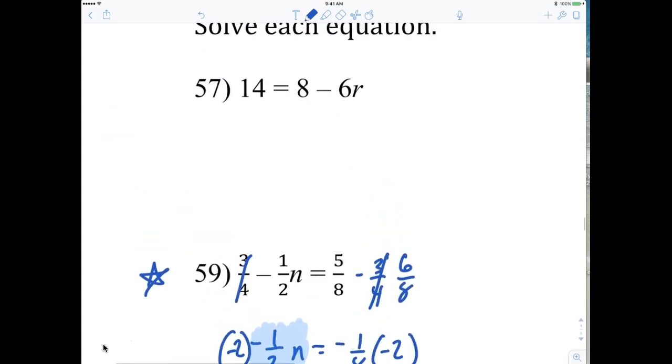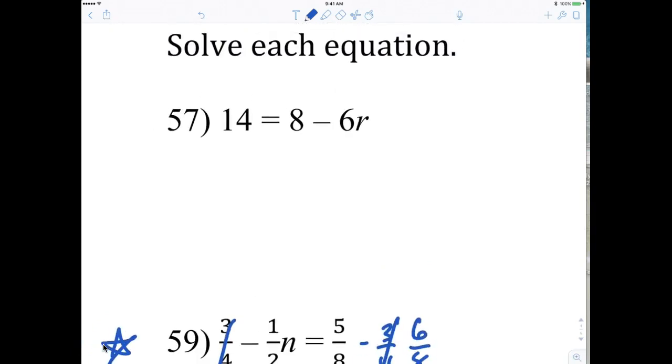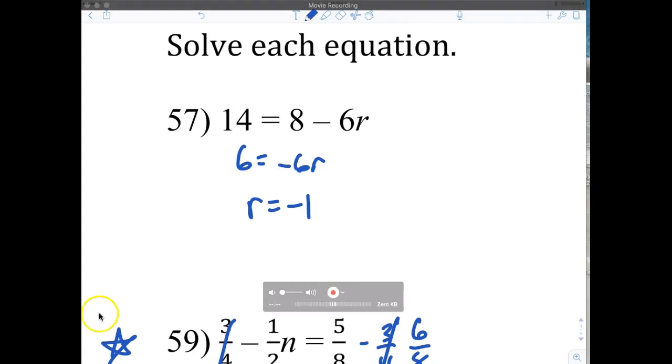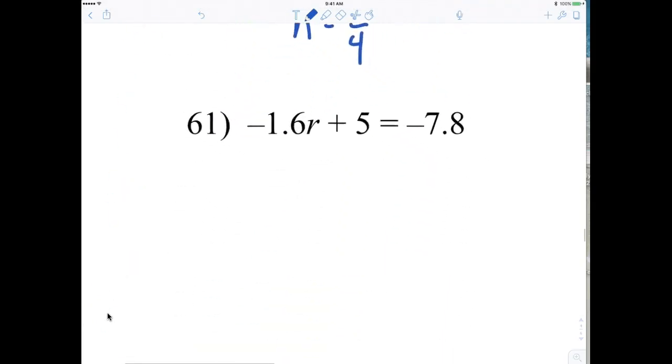All right, so now I want to look up here for 57 because I just want to show you what I'm expecting for mental math. Here's what you should be able to tell me. 6 equals -6r, r equals -1. Look up, please. It's a review now. This should be pretty easy for you, right? I'm moving the 8 to the other side. Is everybody good with that? Yes.